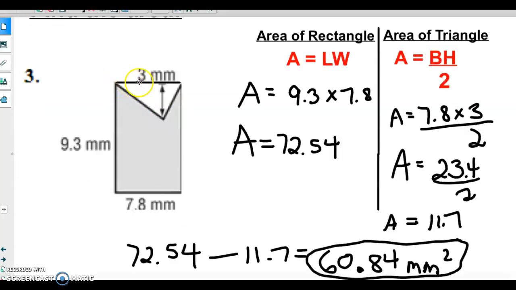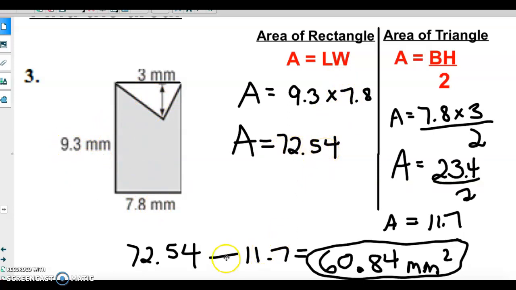Okay, so I drew a line across here, and to find the area of this triangle, the base was 7.8, and this represents the height, which was 3. So 7.8 times 3 divided by 2, base times height divided by 2, came out to be 11.7. And the entire rectangle, including that triangle, is 9.3 times 7.8, which was 72.54.